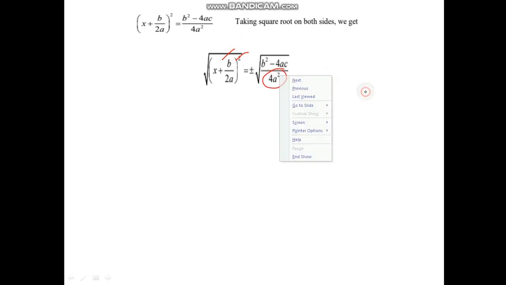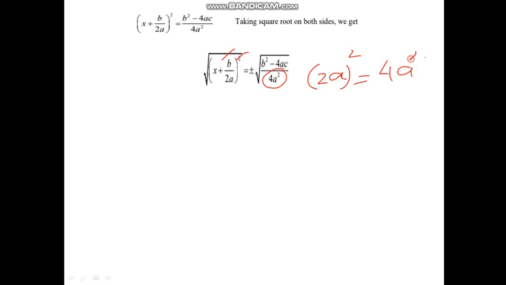Fine. Now taking the square root on both sides, and you know that 4a square we can write as 2a whole square. So in the place of 4a square we can place 2a whole square. So the under root will be cancelled out, and it will be x plus b by 2a is equal to plus minus under root b square minus 4ac by 2a.